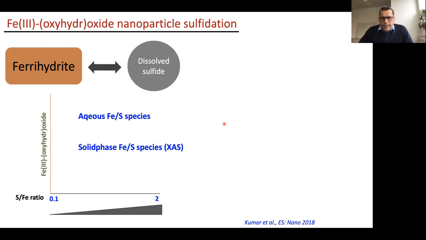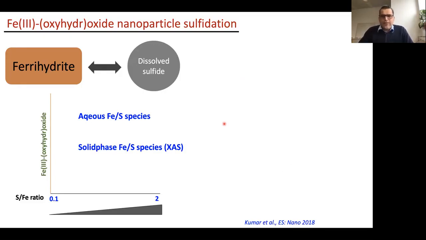Ferrihydrite has a really high surface area, approximately 300 meters squared per gram, and a very small particle size, 4 to 7 nanometers. You are all mineralogists, so you know more than me, but it's one of the minerals that stays in nanoparticulate form in the environment all the time.